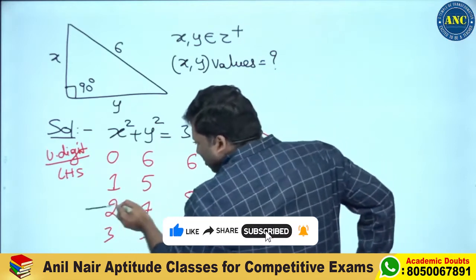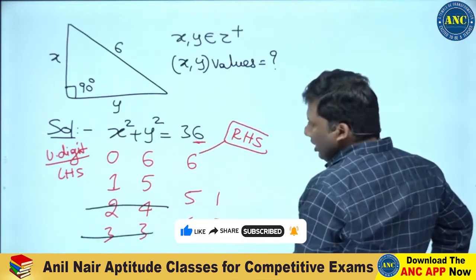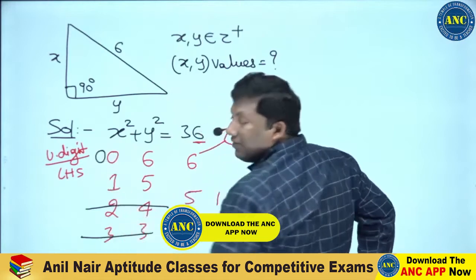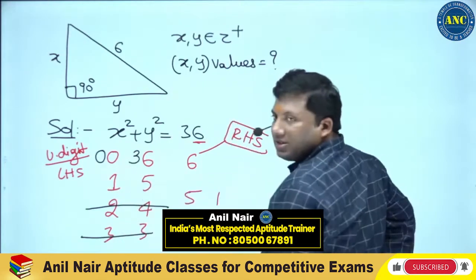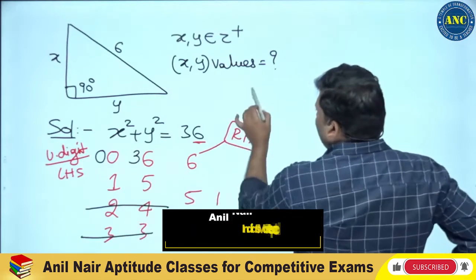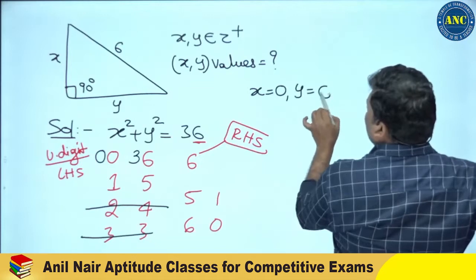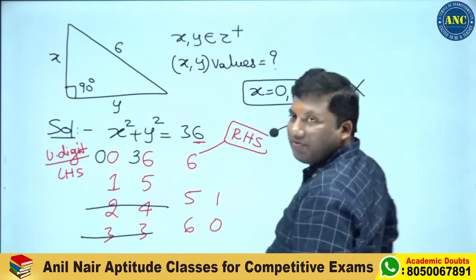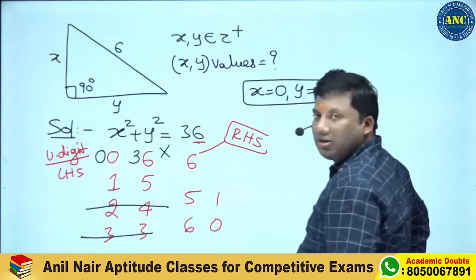A perfect square never ends with 2, 3, 7 or 8. So 2 and 3 are out. A perfect square ends with an even number of zeros. It has to be 0 plus 36. That means x is 0, y will become 6. Minus 6 it cannot become. The x equals 0 case is not possible.